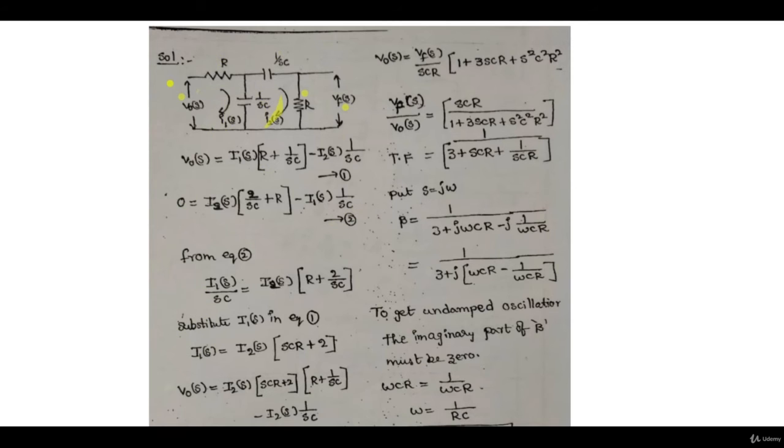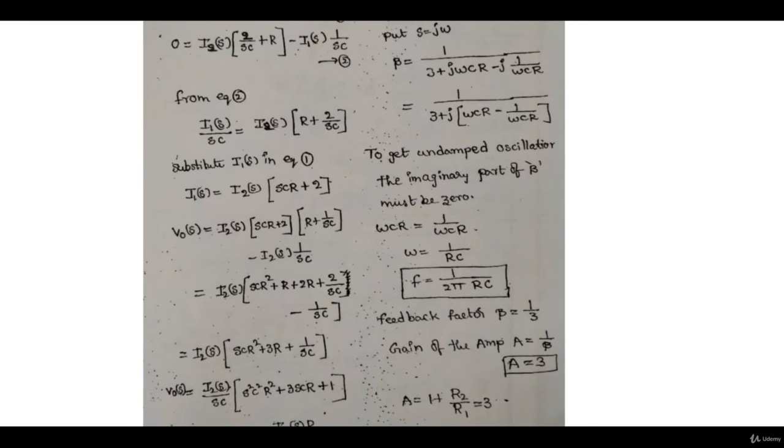Okay, now moving on, you will get V0 is equal to I2(S) into (SCR plus 2) R plus 1 by SC, minus I2(S) 1 by SC. Okay, I2(S) into SC R square plus R plus 2R plus 2 divided by SC minus 1 by SC. So I2(S) into SC R square plus 3R plus 1 by SC. Now this will give you V0.